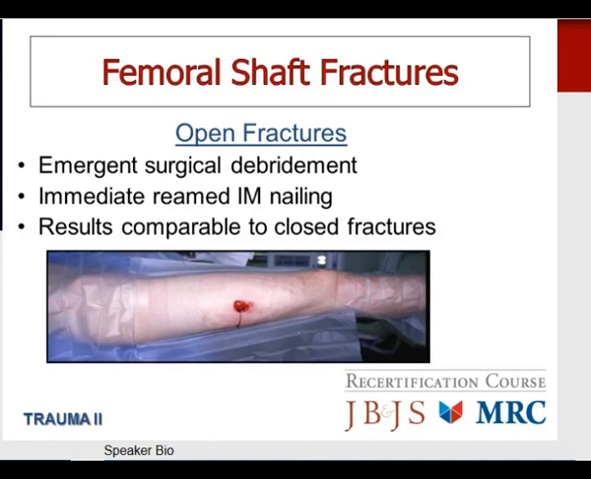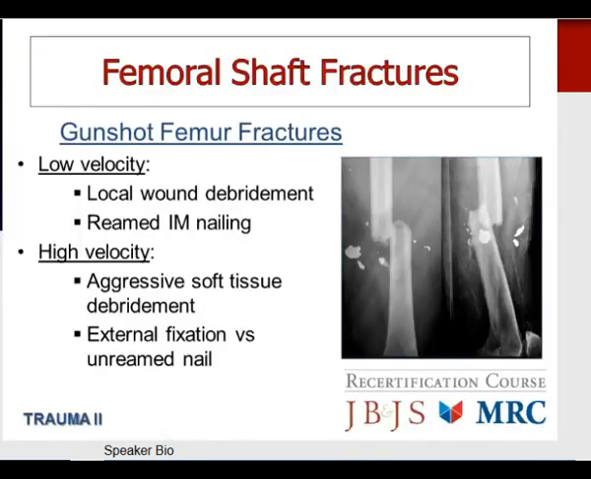Then they can be treated as closed fractures are treated with immediate reamed nailing, and the results are comparable to what we see for closed fractures. Gunshot femur fractures, if it's a low velocity handgun type injury, local wound debridement is performed followed by reamed nailing as we would do for a closed fracture. If it's a higher velocity gunshot fracture, then aggressive soft tissue debridement typically is required, and the fixation option there would be either external fixation or an unreamed nail as dictated by the soft tissue injury.